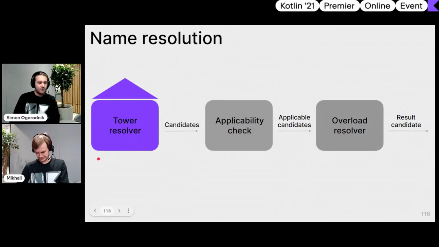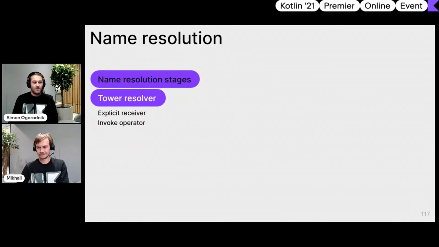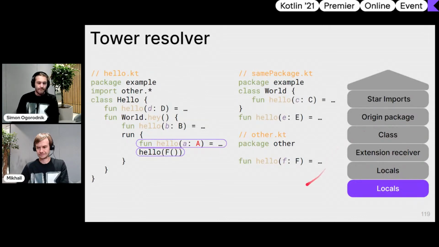The most complicated part of the name resolution is actually the tower resolver, because it has to find candidates in some really strange combinations that we might have in Kotlin. Let's take a look. As in the situation with types, we also have a tower, and we process this tower from the bottom to the top, and search in the scopes for declarations that will match.